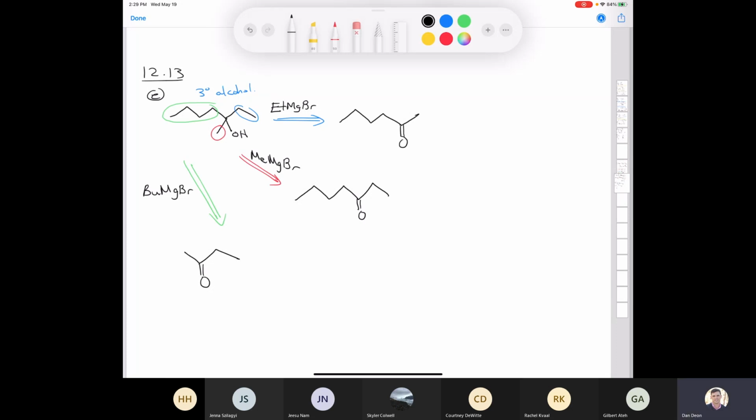So again, I'll just go over it quickly here. If we were to treat this in step 1 with ethyl magnesium bromide, followed by treatment with water, we'd end up with our product. Here, if we were to treat this with methyl magnesium bromide, followed by water, we'd end up with the exact same product. And then the third way would be to start with this compound. This is butanone. I'd treat this with butyl magnesium bromide, and then in the second step, I'd treat that with water, and I'd still end up with my product. So 3 different ways to make this tertiary alcohol.